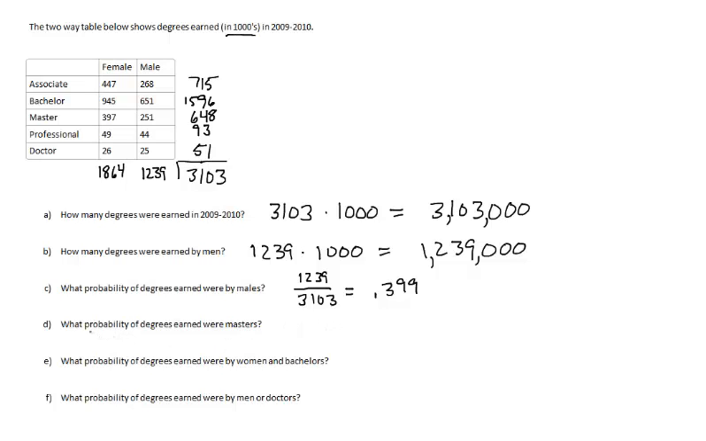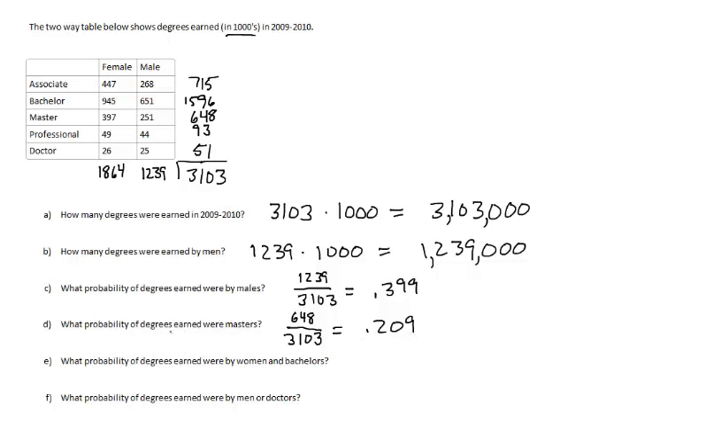In D, it asks what is the probability that degrees were earned by masters. So we go to our masters row and go across, and there were 648 earned, divided by the total number earned. When we divide 648 by 3103, we get 0.209.